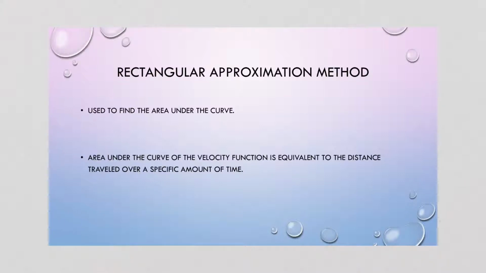Now, the rectangular approximation method is when we take a bunch of rectangles and we find their areas and we add them all together. And we use that to find the area under the curve. Now, the area under the curve of the velocity function is equivalent to the distance traveled over a specific amount of time. So you can see now, instead of going from position to velocity, we're going backwards.